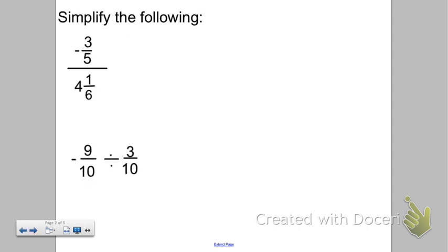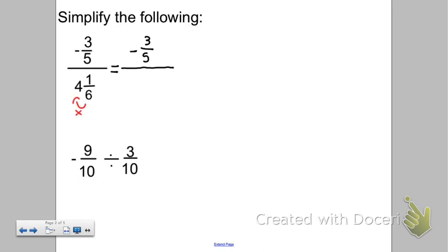The second question is 2 parts. We're going to do the first one, and then we're going to do the second one. The first one, we have -3/5 divided by 4 and 1/6. Again, when you're dividing or multiplying fractions, you need both fractions to be improper fractions. -3/5 can stay as a fraction. 4 and 1/6, I need to turn that into an improper fraction.